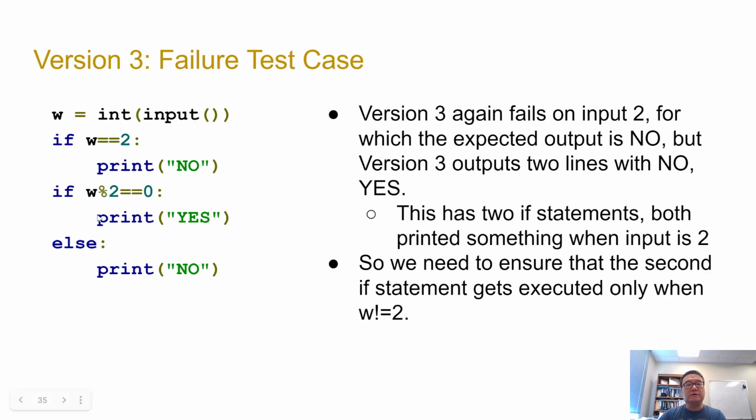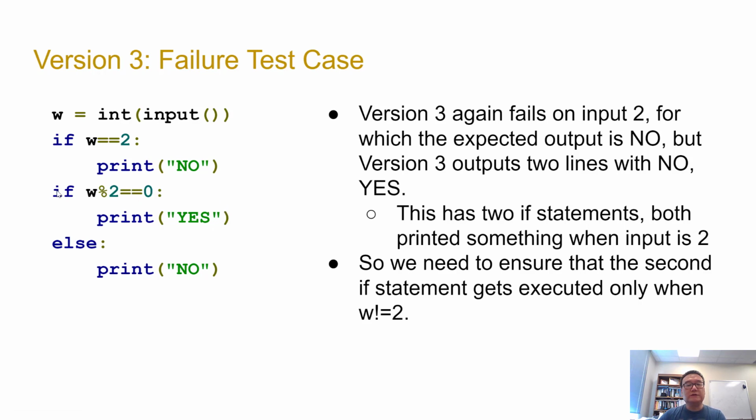And then there's a second statement, checking whether it's even. When it's even, it prints yes, otherwise print no. So for this program, when W is 2, first this if statement, because W is 2, will print no. And then we go to this second if statement, because 2 is even, we will print yes.